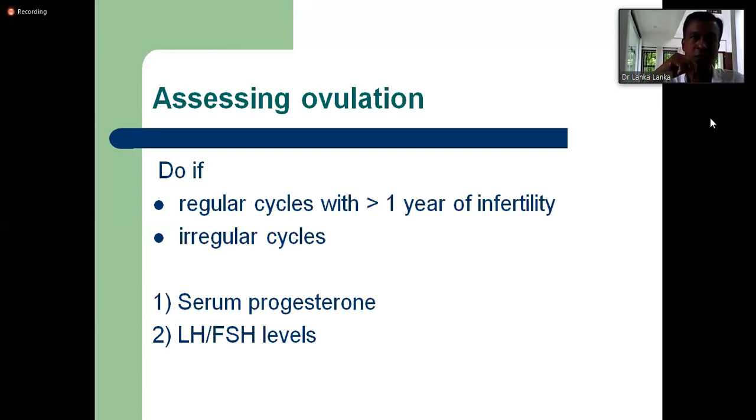So for assessment of ovulation: history, regular cycles, and then investigation-wise serum progesterone, LH and FSH.